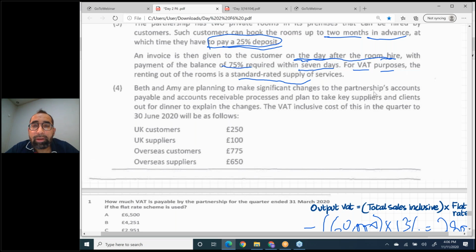Why has the tax department allowed input VAT on overseas customers? The logic is exports, because overseas customers are connected to exports. When you entertain overseas customers, there is a chance that your exports will go up, and each and every country wants their exports to boost. So that's the logic.